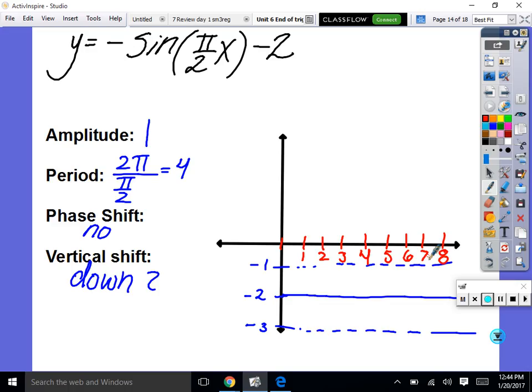80% of the tick marks need to be labeled. The more labeling, the better. If you only label barely any, I'm going to mark it wrong. Well, I'm just going to dot points.